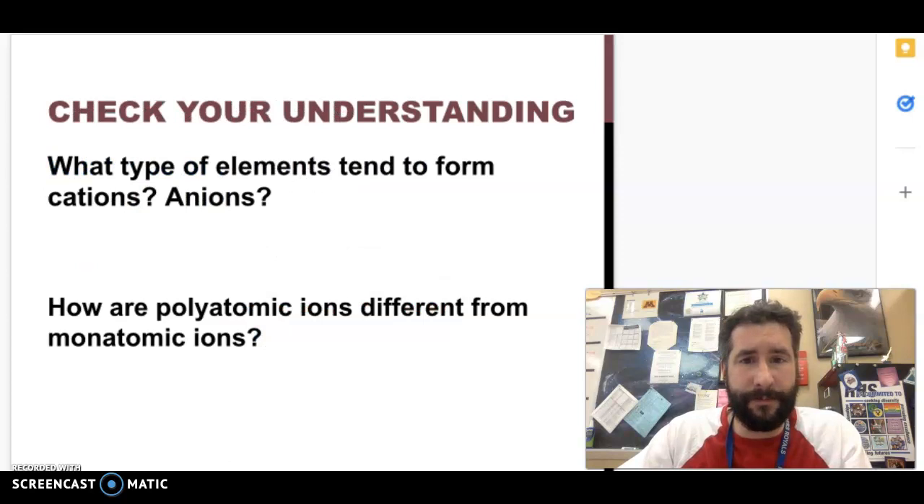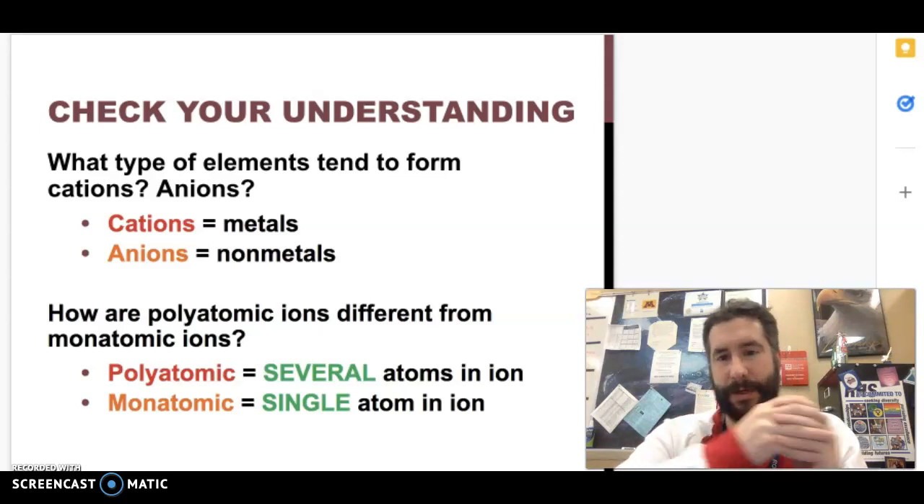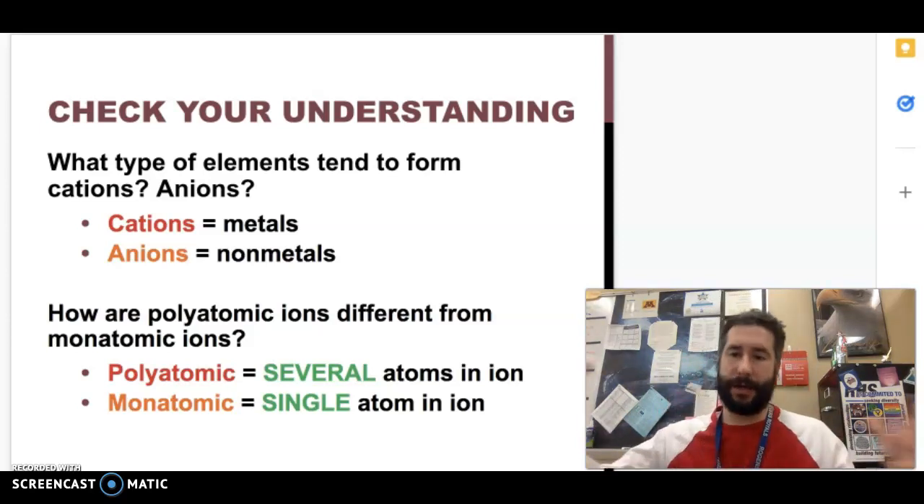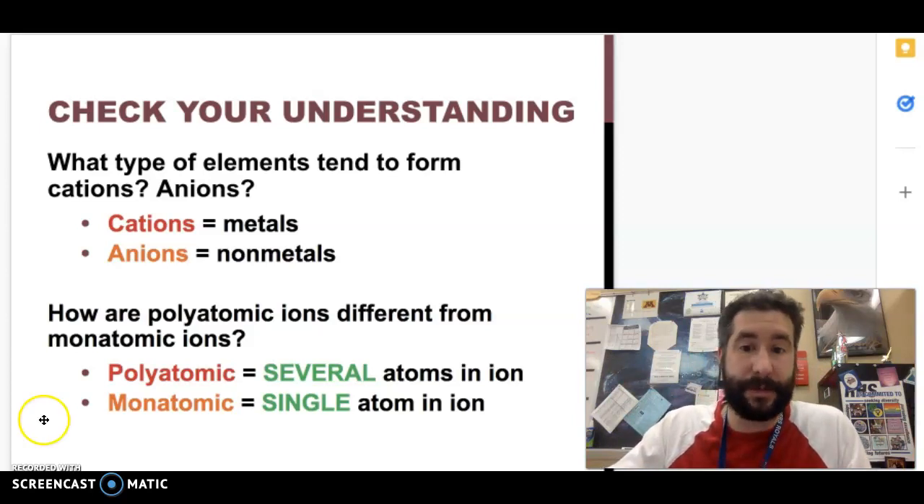So here we go. What type of elements tend to form cations? Which type tend to form anions? And how are polyatomics different from monatomics? You got it. Yep. Cations from metals, anions from nonmetals. Polyatomic means you have multiple atoms that are covalently bonded in a group, and then that group is an ion in an ionic crystal. Monatomic is just going to be the single atom in an ionic crystal.